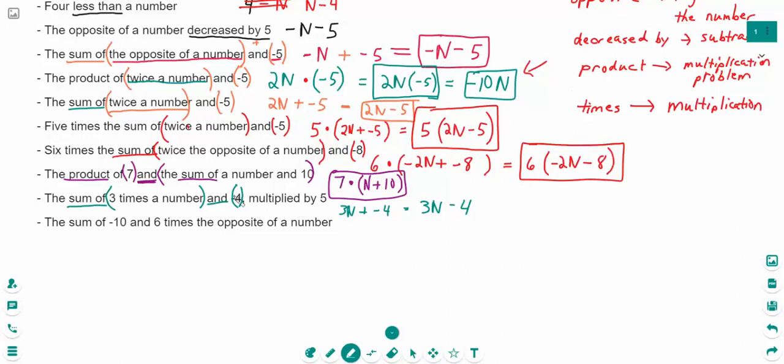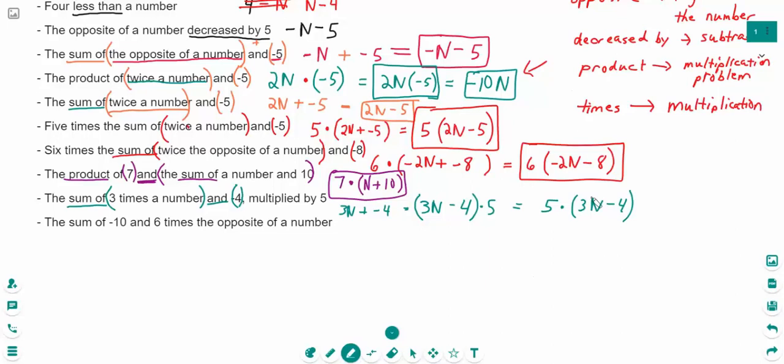So the sum of 3 times a number and 4, comma, multiplied by 5. That would mean, because of this comma, everything that we've done up to this point, we are now multiplying by a 5. So we're going to just set everything in parentheses, lock all that together, and then multiply that by a 5. Sometimes it's more conventional to write that 5 out in front. So we have 5 times 3n minus 4.